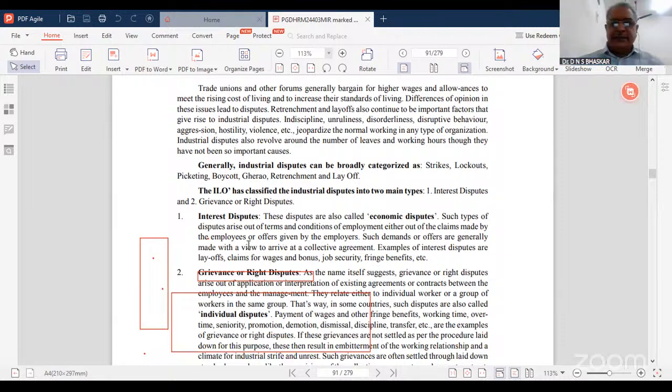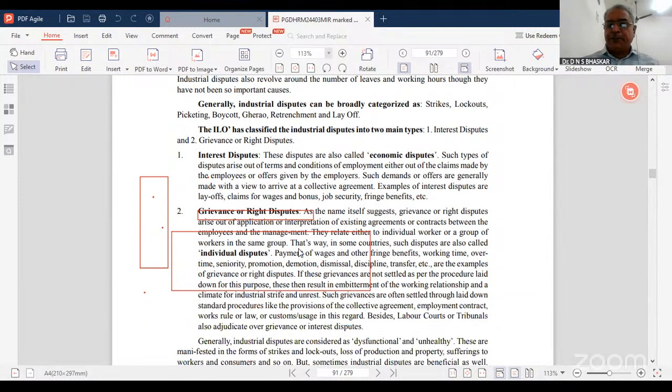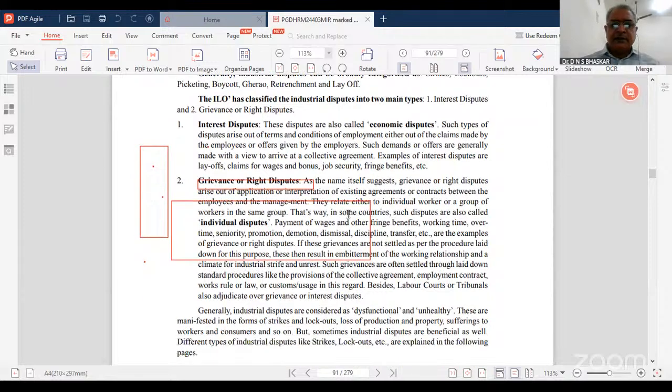But at the same time, the International Labour Organization has classified industrial disputes into two main types. First one is interest dispute. What is interest dispute? These are also called economic disputes. Such types of disputes arise in terms of conditions of employment. Then the second one is grievance or right dispute. This type of dispute arises because of individual grievances, to protect their rights or solve their grievance. These are the other important ones.